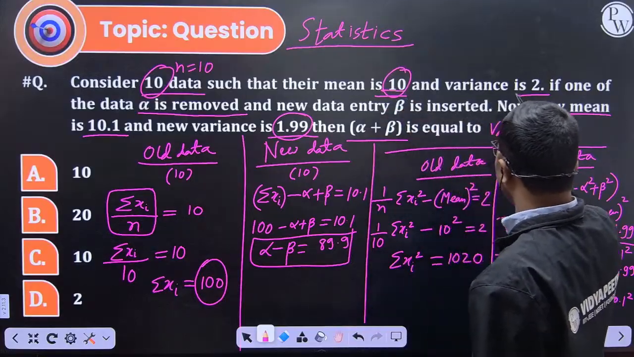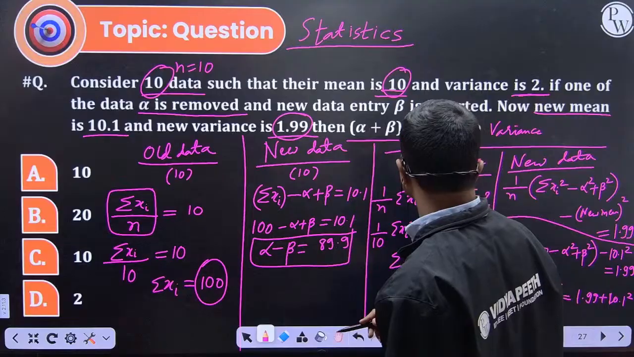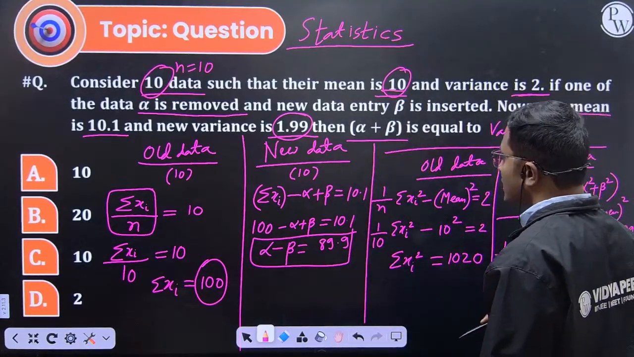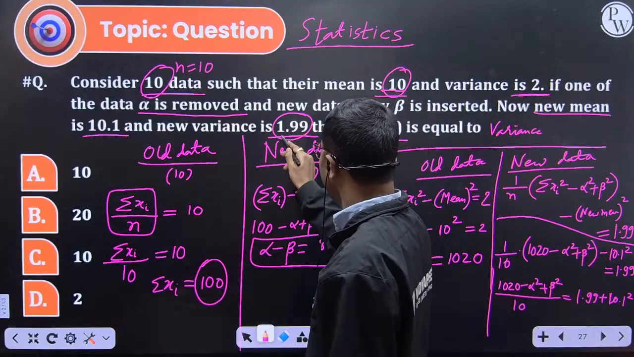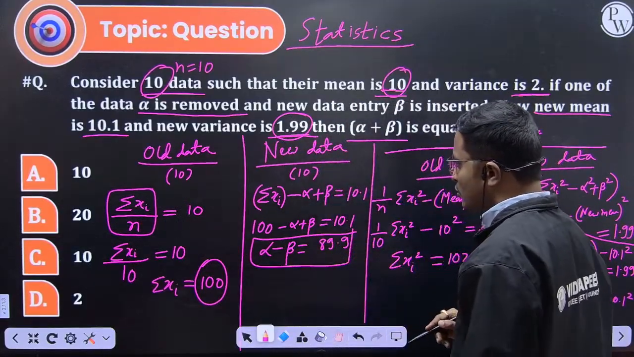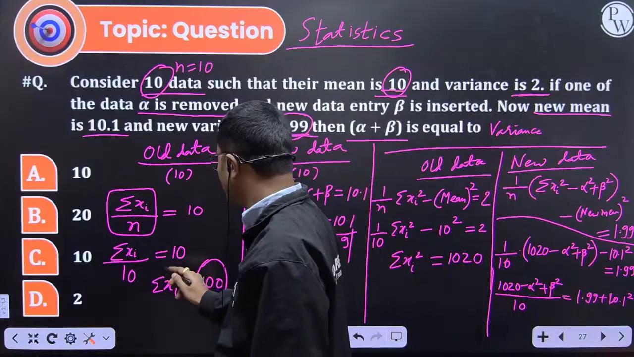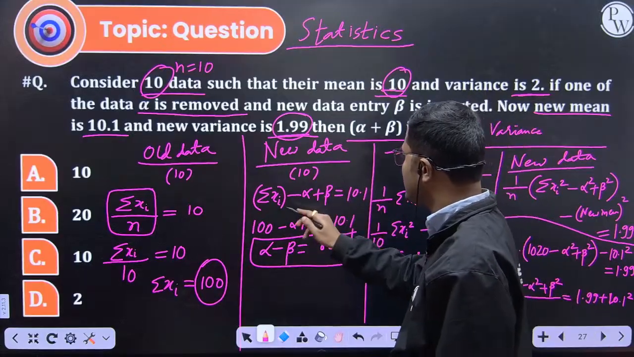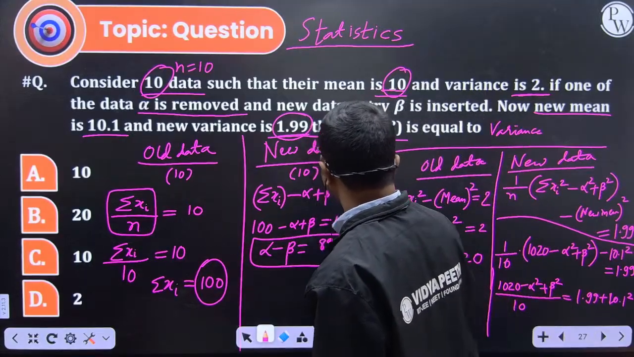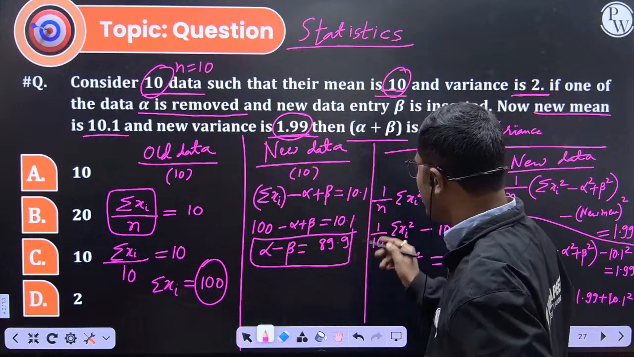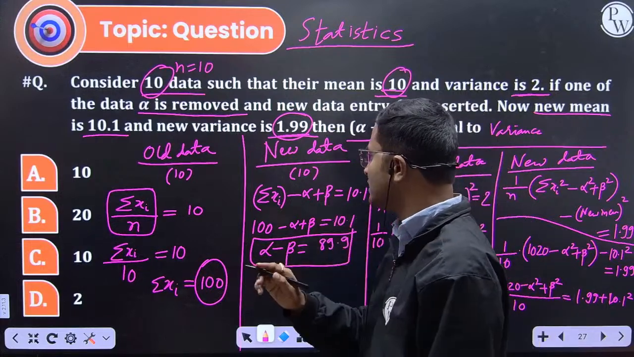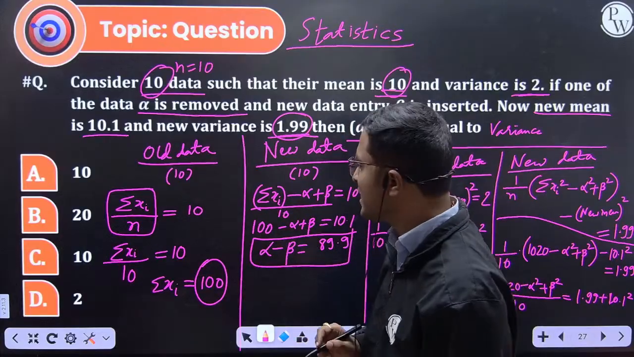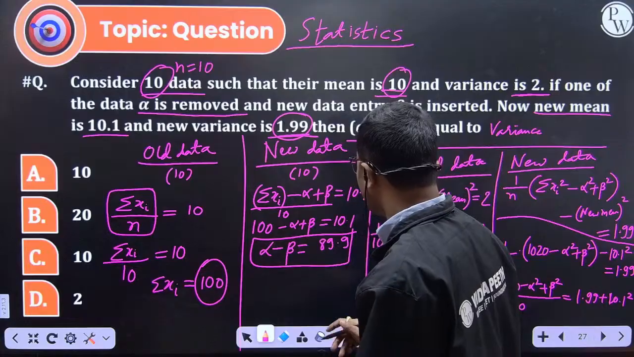Old mean and old variance are given, and data entry alpha is removed and data entry beta is inserted. New mean is 10.1 and new variance is 1.99. So sigma xi by n is 10, so the sum of the values is 100. And for the new data, sigma xi minus alpha plus beta is... here, I think we have made a mistake. By 10 we need to take, correct? Sigma xi, the sum of the values, by 10.